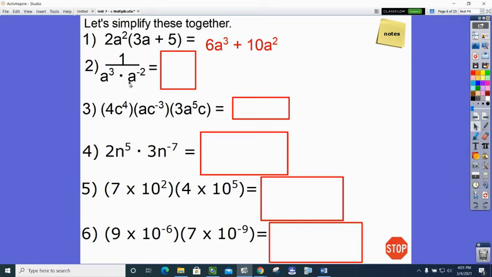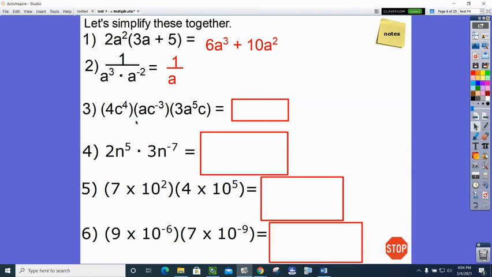Okay, so I'm multiplying in the denominator a to the third times a to the negative 2. Common base, write it down, add the exponents. You should have 1 over a to the first, but don't forget to make that exponent of 1 the invisible 1. I think you can do number 3 too, so go ahead.